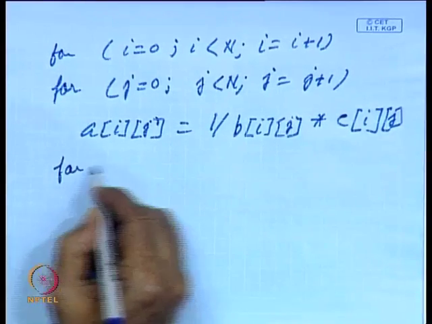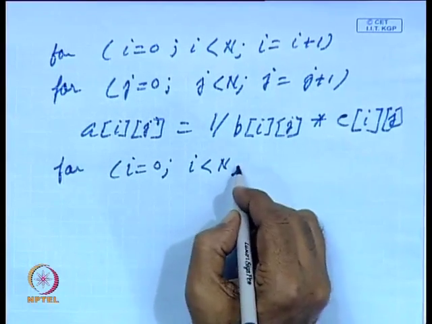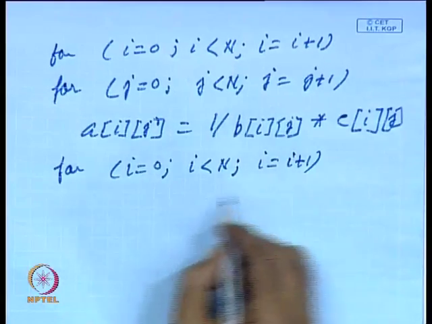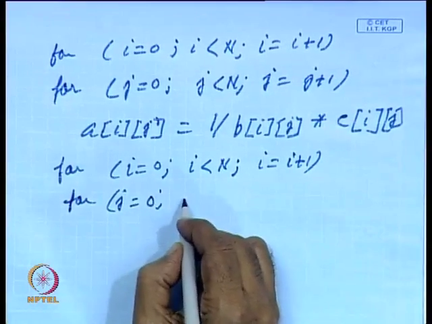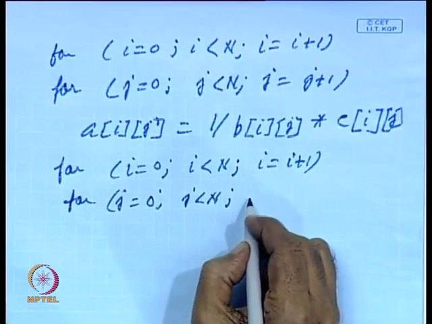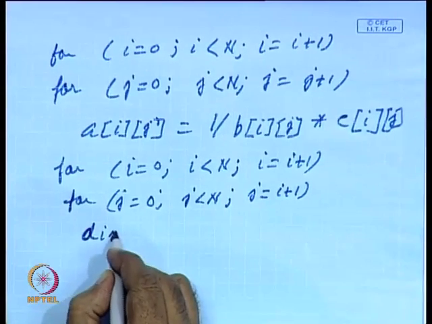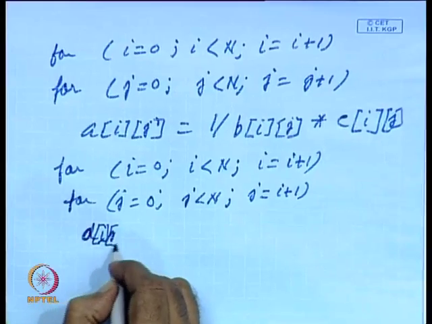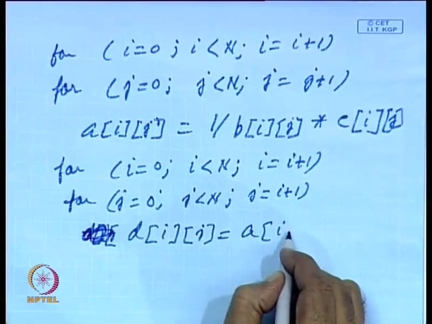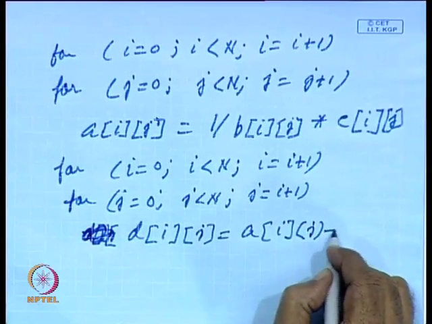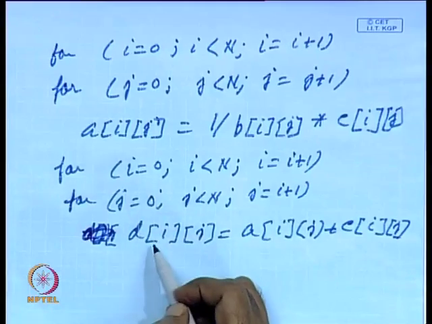In another loop, you have for i is equal to 0, i less than n, i is equal to i plus 1, and for j is equal to 0, j less than n, j is equal to j plus 1, and you are performing d[i][j] is equal to a[i][j] plus c[i][j]. So you can see you are performing two different computations.